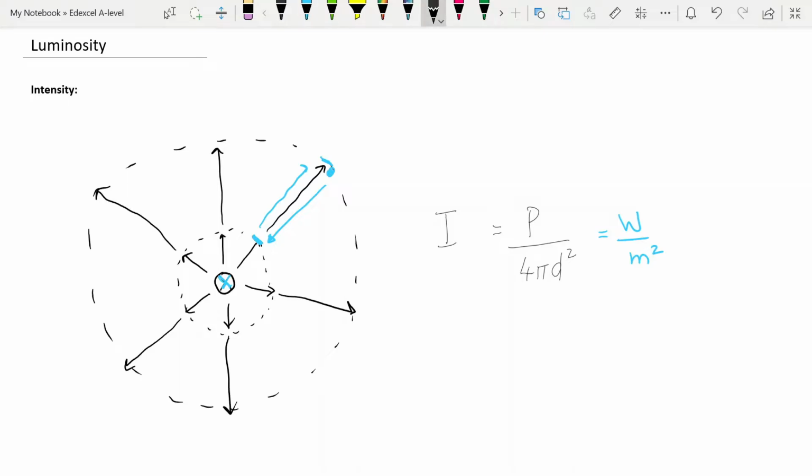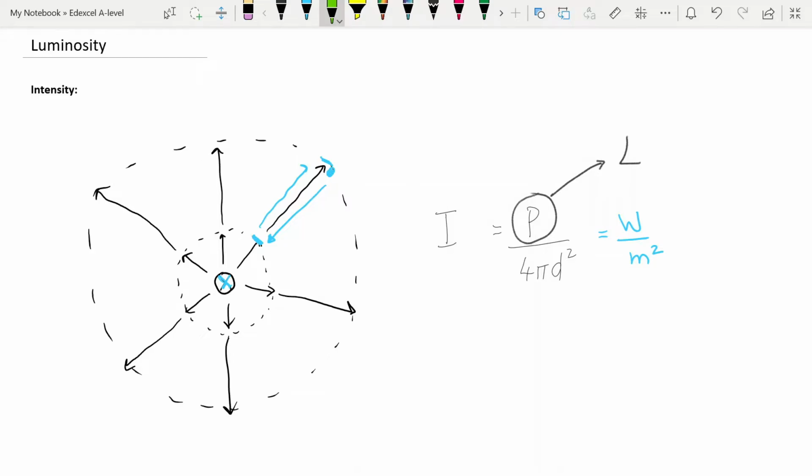When we talk about astrophysics, we don't usually use the idea of power. We replace it with luminosity. Luminosity is exactly the same as power. It is simply the energy that is transmitted per second.